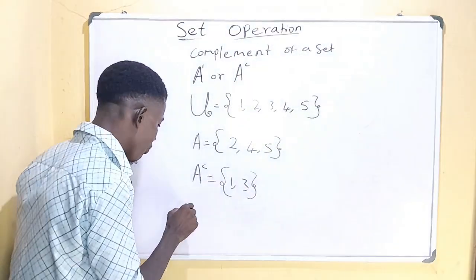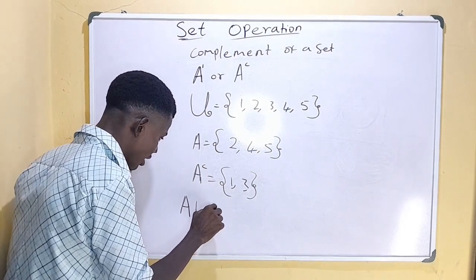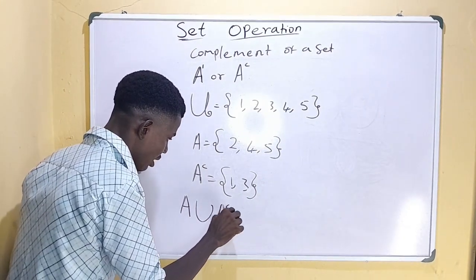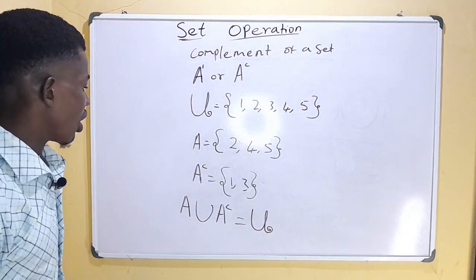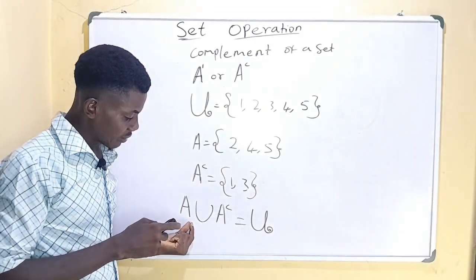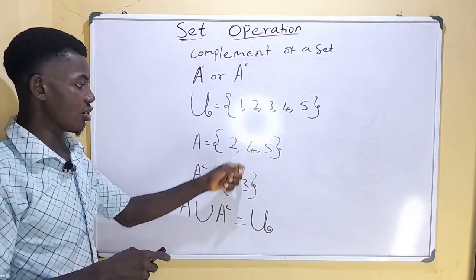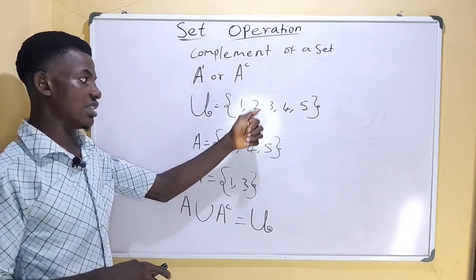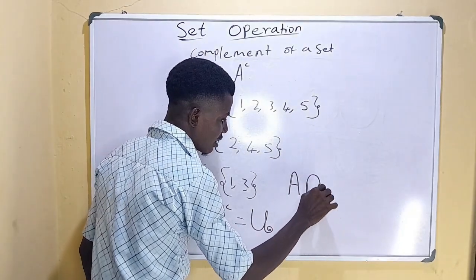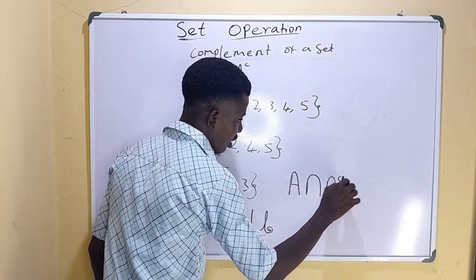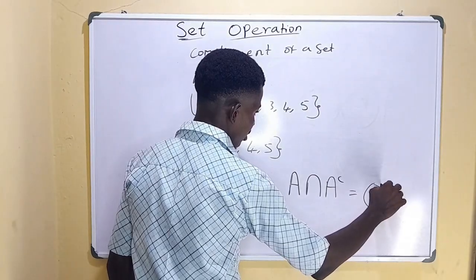Another thing you need to know: the union of a set and its complement will give you the universal set. If you take the union of these two, you will get back this. The intersection of a set with its complement will give you a null set.